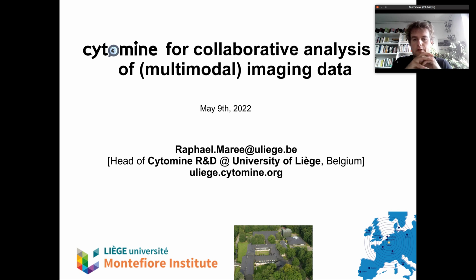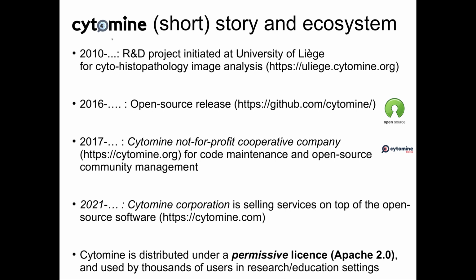I'm working at the University of Liege in Belgium, where I supervise the development of the Cytomine web platform for collaborative analysis of imaging data. The Cytomine project started 10 years ago and was initiated at our university for cytohistopathology image analysis. Then in 2016 we released Cytomine source code using an open source permissive license. Then 1 year later we created a not-for-profit cooperative company to help maintenance of the code and management of the open source community. And more recently another company was created to sell services on top of this open source software.